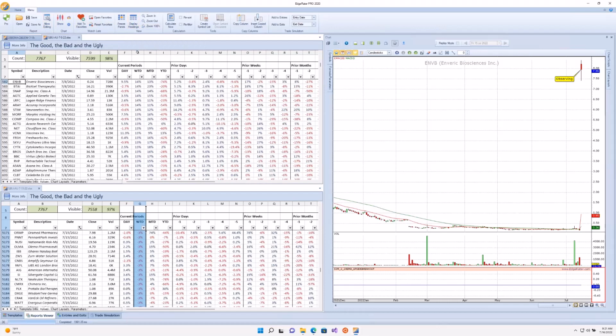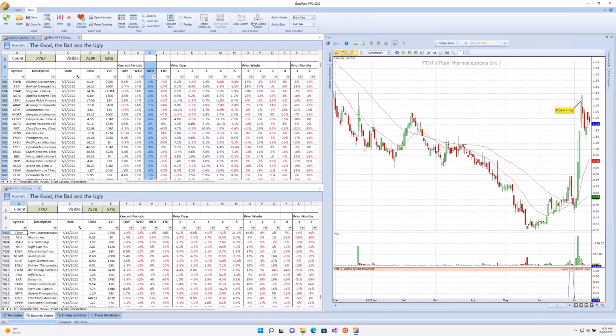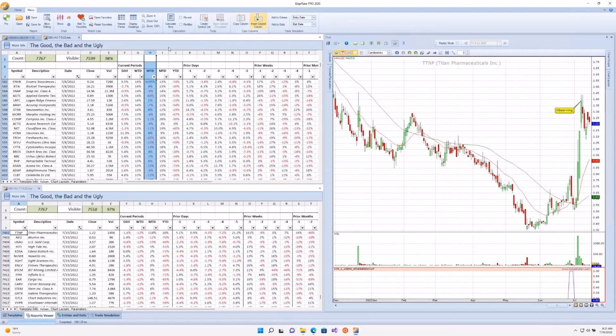And then I want to add it in before column H. So I'll click on column H and I'll say insert copied column. And you see what that's done? It's inserted the column from below. Even if they were in different orders, it doesn't matter. It's going to match up the symbols to make sure that the data goes into the correct row.